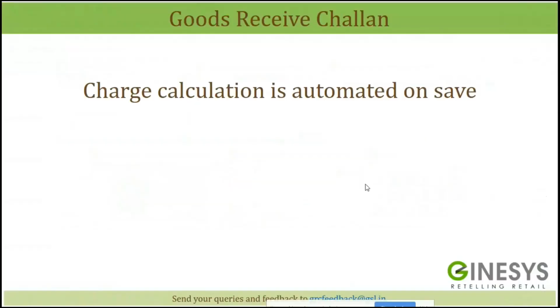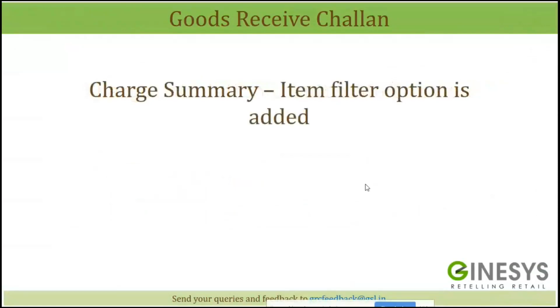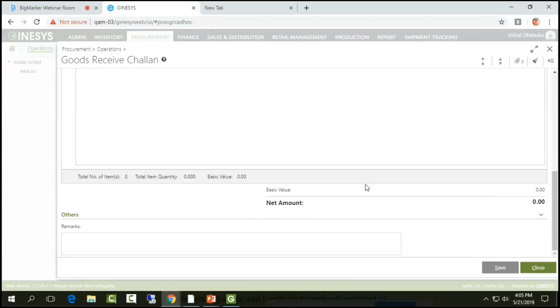So going ahead with this, charge summary item filter option is added. Now this is again an enhancement request: if user wants to modify charge factor for some of the items, in the present scenario, item charge modification was allowed at item level only.